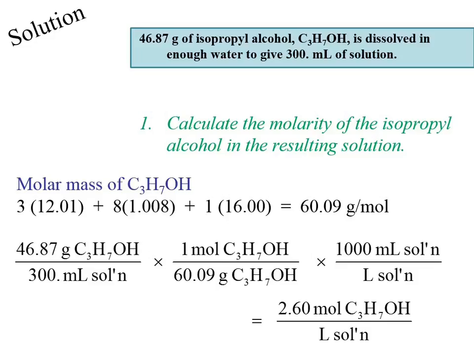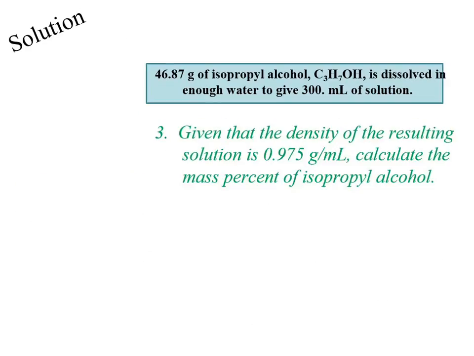Very good. So that was the first of 2 ways to express how concentrated this solution is with regard to the C3H7OH. The other one is grams of that stuff per 100 grams of solution. In order to do that, we need to know the mass of the solution. If you know the volume of the solution, which we do, it's just 300 milliliters, we can use the density of the solution to get to grams, and that's exactly how we're going to use that density.